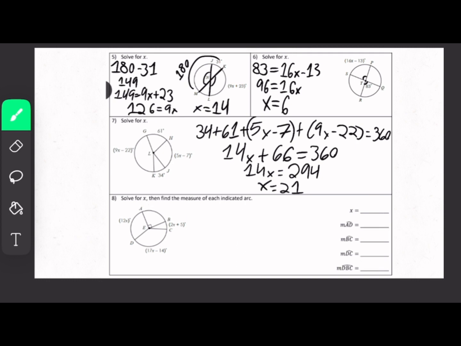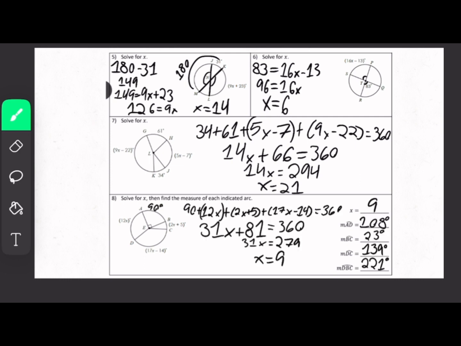Solve for x and then find the measure of each indicated arc, please. 8, 7, 6, 5, 4, 3, 2, and 1. Alright, my apologies. So again, this is just 90, and this is just all of this here. My equation is just the entirety of that circle equated to 360 once again. And then just plug all of the values into here.